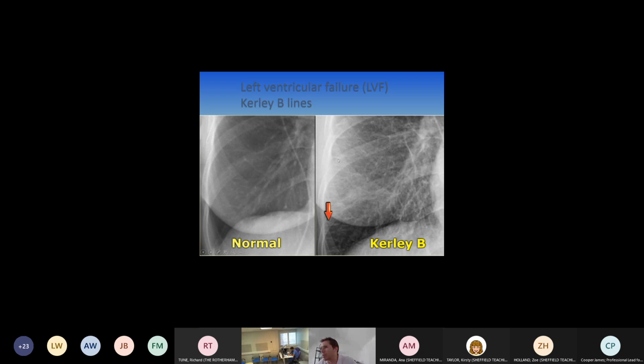Here, you've got lots going on in the outer 1 centimetre. You've got all these horizontal lines. You only really see these in the lung bases. But these are what we mean by curly B lines. This is fluid building up in the interstitium around the lung. So that's a good example of curly B lines.